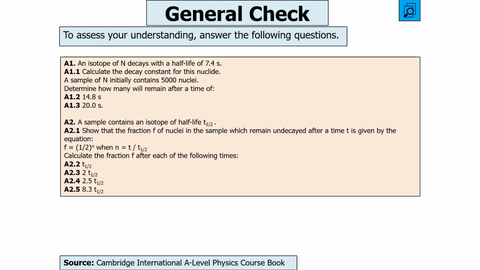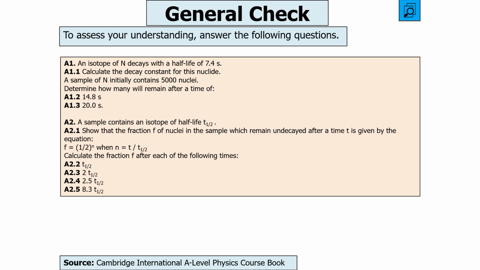In our next question, an isotope of N decays with a half-life of 7.4 seconds. Calculate the decay constant for this nuclide. Then a sample of N contains 5,000 nuclei. Determine how many remain after a time of 14.8 seconds and then 20 seconds. Then a sample contains an isotope of half-life t to a half. Show that the fraction of the nuclei in the sample which remain undecayed after time t is given by the equation f is equal to a half to the power n, where n equals t over half-life. Calculate the fraction f after the following times: 1 half-life, 2 half-lives, 2.5 half-lives, and 8.3 half-lives. So pause the video now, then unpause the video when you want to go through your answer.